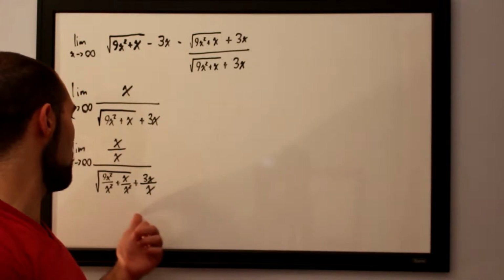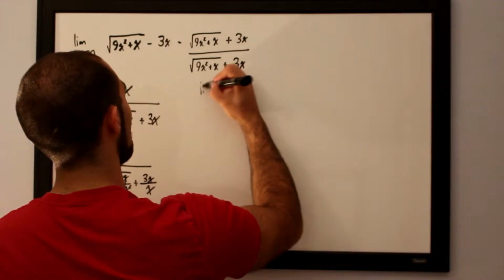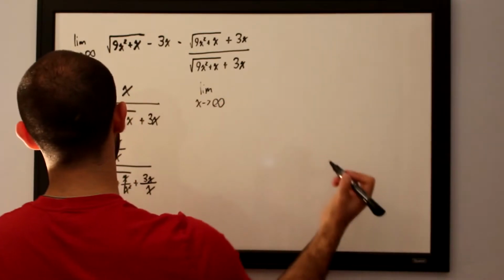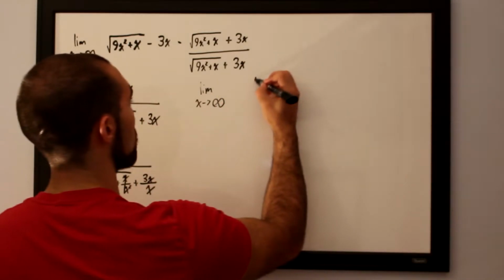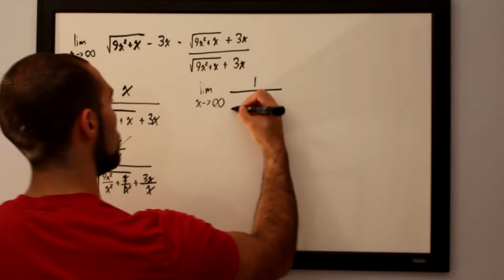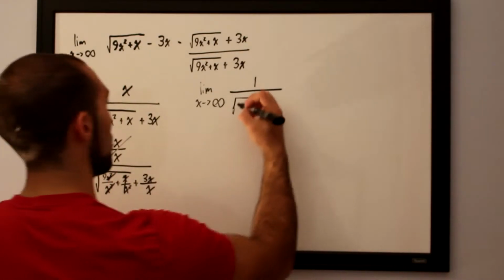So what we're going to be doing in this case is canceling out all of the common factors. So take the limit as x approaches infinity. This x over x is just going to go straight to 1. This square root term is going to go to the square root of 9.